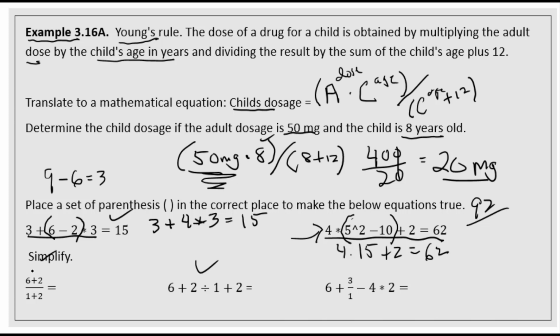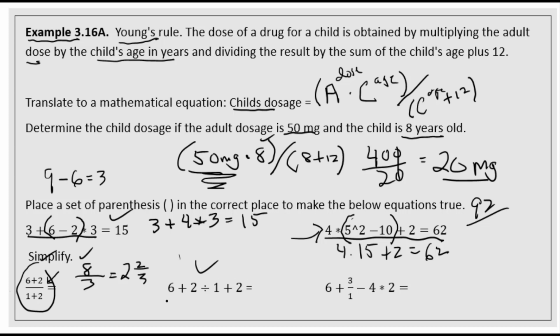Now this one here, they kind of look the same, right? 6 plus 2 divided by 1 plus 2, but they're completely different. When you have this symbol here, that fraction bar, it means something very special. It means do everything in the numerator first, and then do everything in the denominator, and lastly, divide. That's why we use a fraction bar. So the answer here would be 2 2/3.